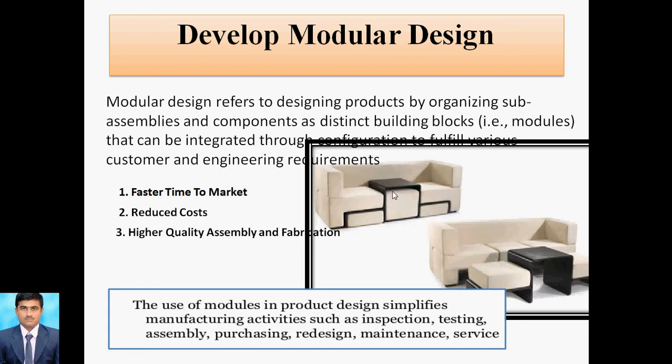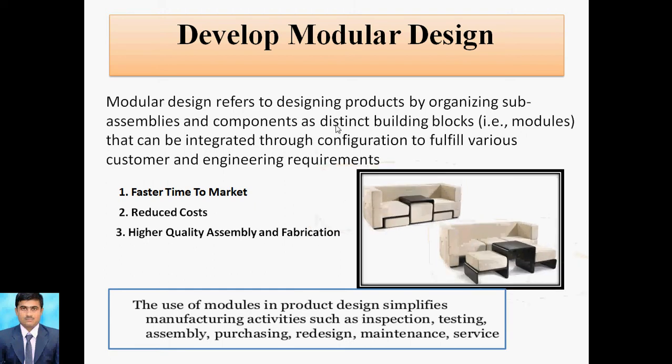This figure indicates the furniture design. Here we can use this sofa cum bed, right? That type of arrangement can be done here. This is regarding modular design. It will help for inspection, it will help for testing, and it will also help for maintenance, because whenever maintenance is required, we can easily assemble and disassemble. So this is the good impact of design for assembly.